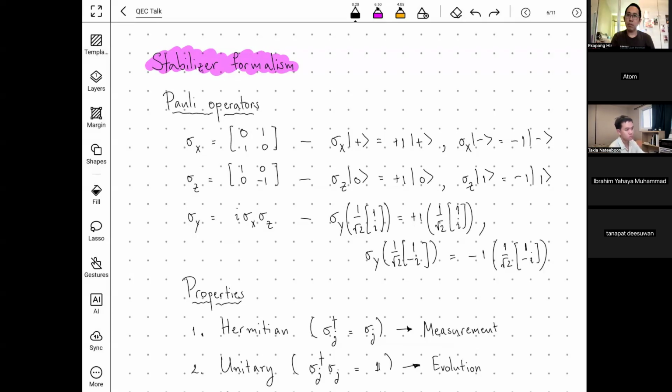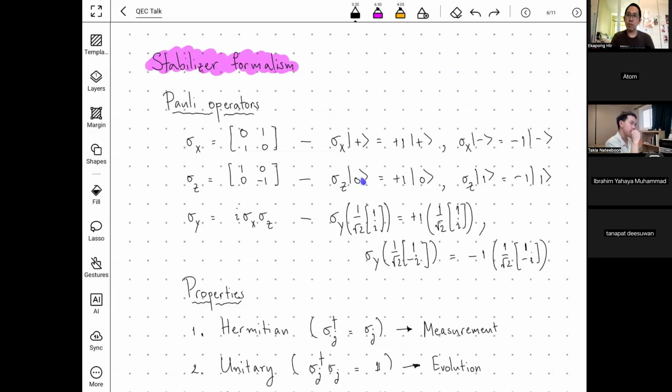So in the first part, it's just going to be some mathematics here. In the stabilizer formalism, we're interested in the Pauli operators, which are these operators right here that I've written. Sigma y is just combinations of those two, right? And then I've also written the eigenvalues and eigenvectors of them here. One thing that you notice is the sigma z here is just the standard measurement.